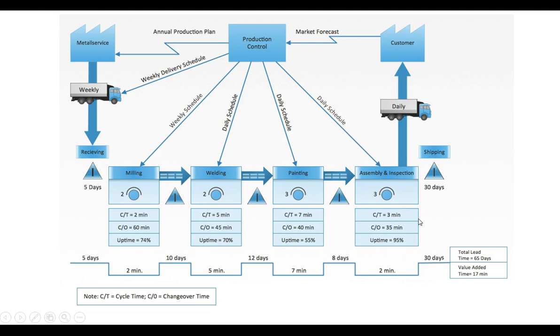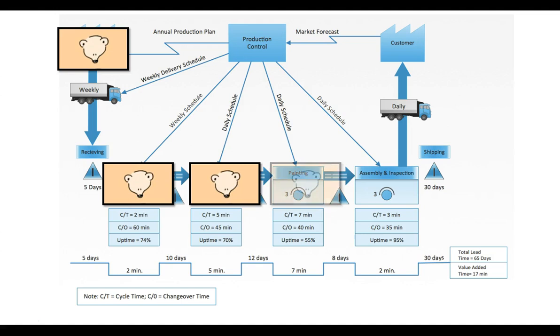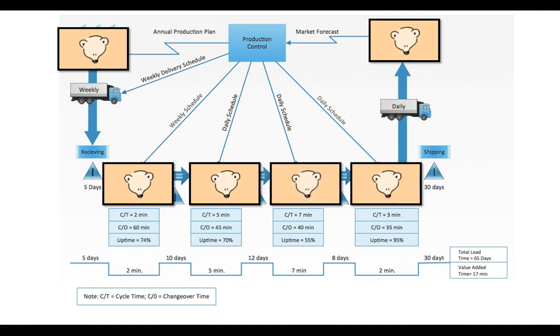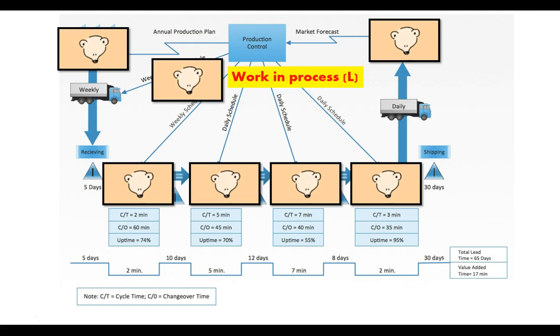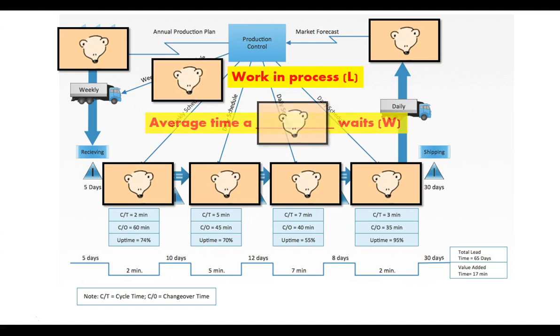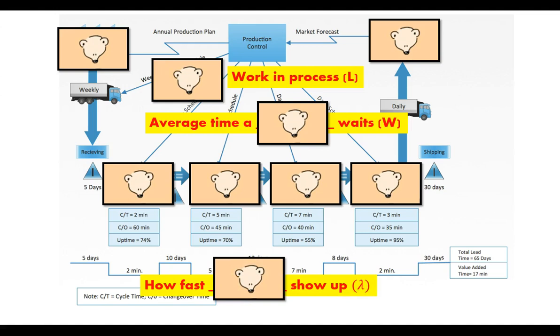So let's make this more relevant to our earlier example. If we consider that these are each bears in a queue trying to get to some particular end, now you can start to consider how many bears you've got waiting in the queue, the work in process, how fast the bears are showing up during that particular interval of time, and how long they're actually waiting during that interval of time.